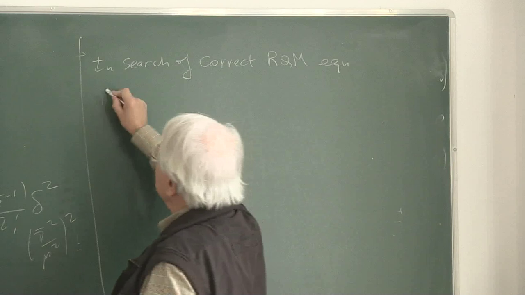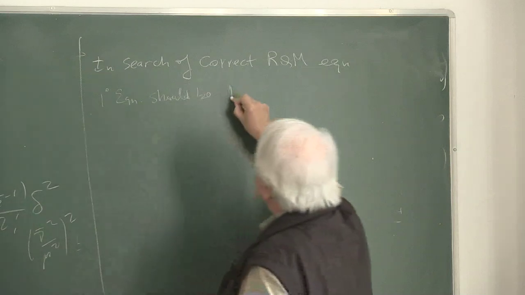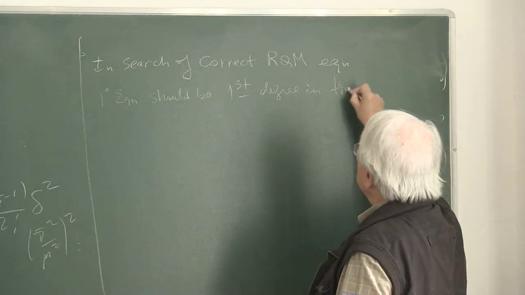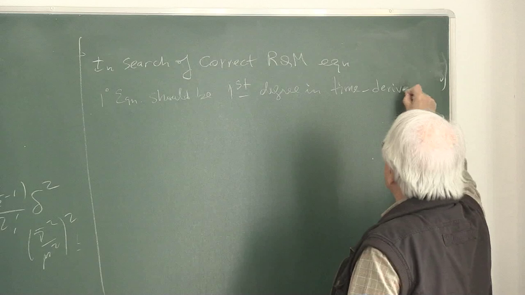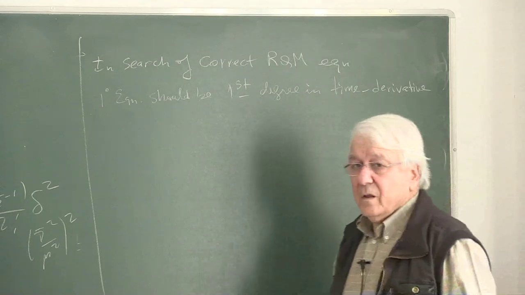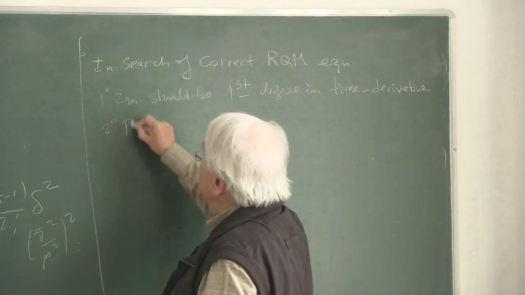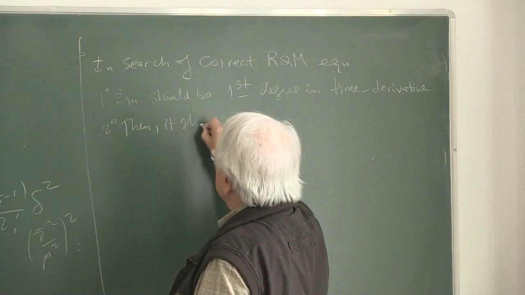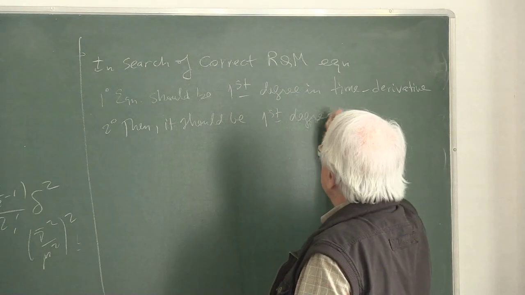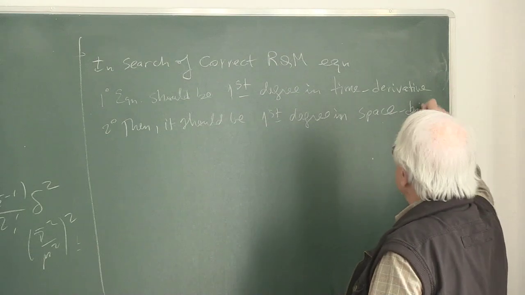The degree of derivative should be first degree in time derivative. So criteria: the equation should be first degree in time derivative. Well, if it is first degree in time derivative, then it should be first degree in space derivatives as well. That's the principle of relativity, space derivatives as well.